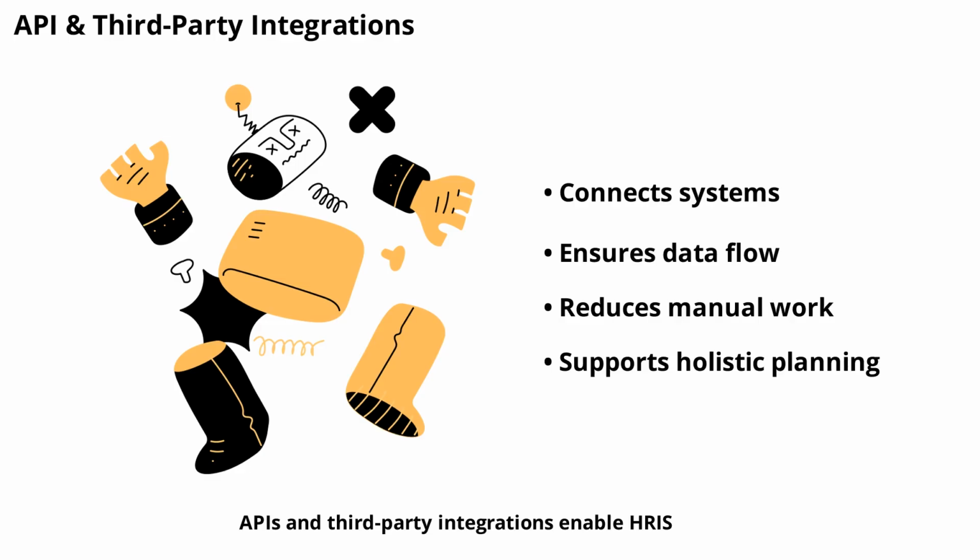APIs and third-party integrations enable HRIS to connect with other business systems, such as ERP, payroll, or benefits platforms. This interoperability ensures that data flows seamlessly across the organization, supporting holistic resource planning and reducing manual work.